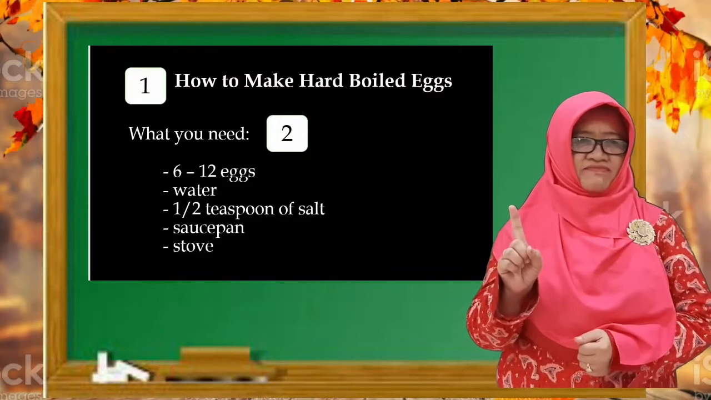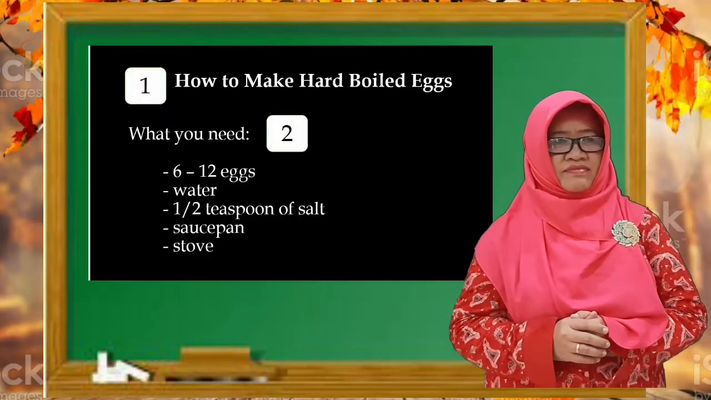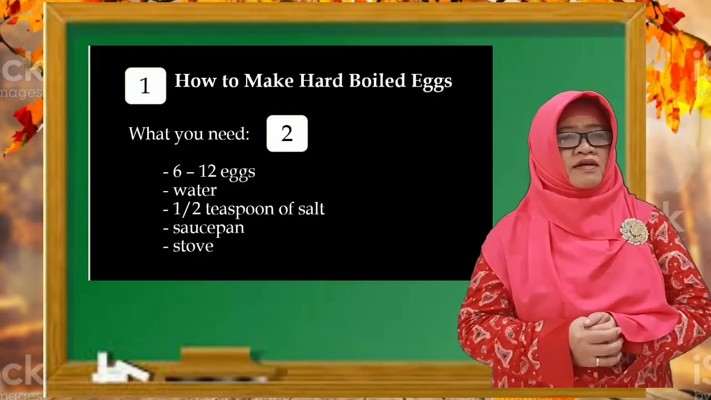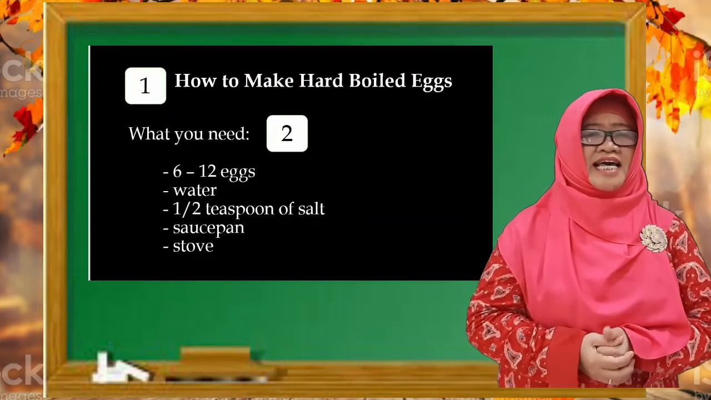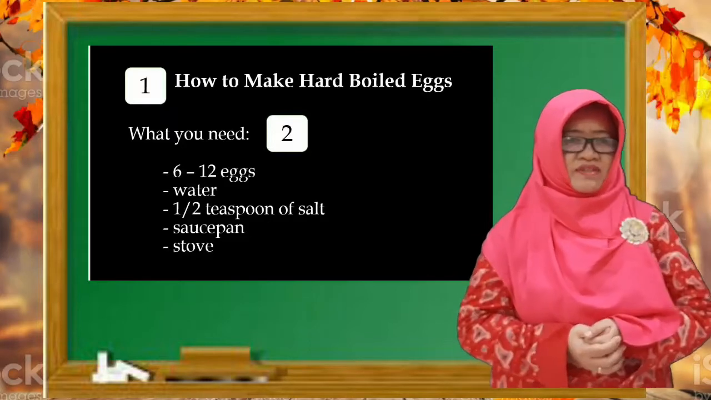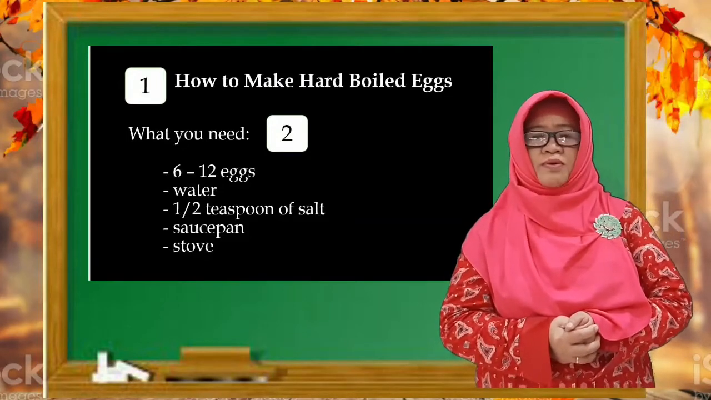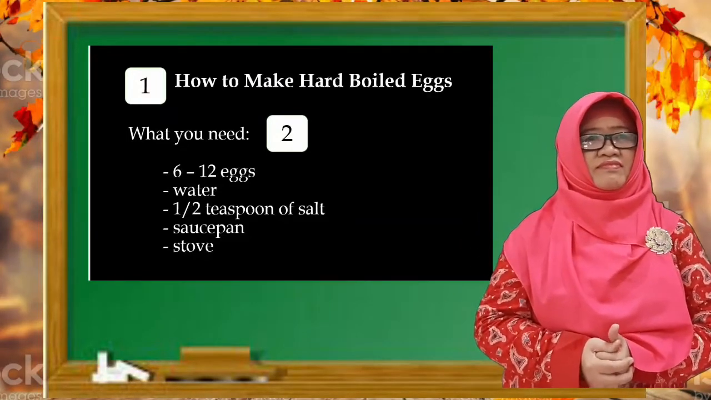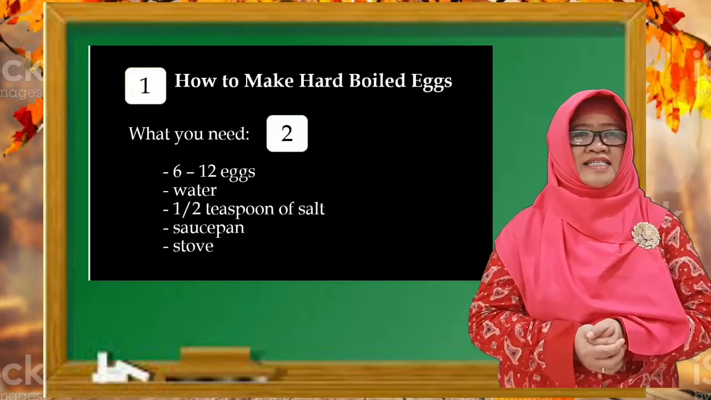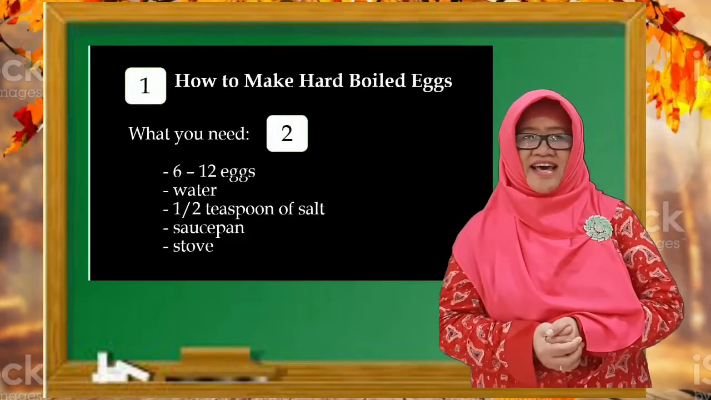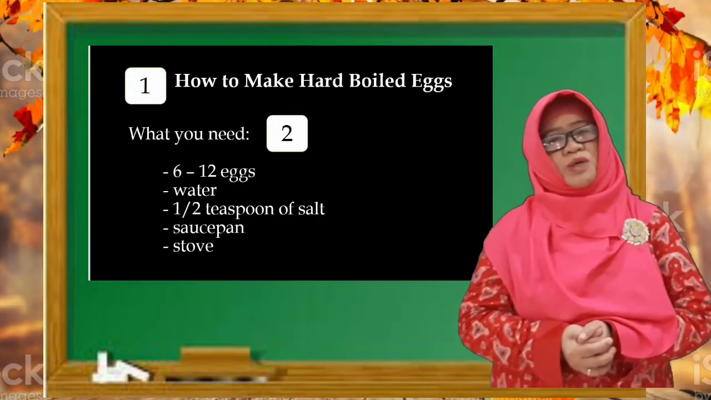Now look at part 1. Part 1 is the title of the text. In procedure text, the title of the text could be considered as the goal of the text. As you see, the title of the text is How to Make Hard-Boiled Eggs. This means that the purpose of the text, or the goal of the text, is how to make hard-boiled eggs. That is why from the title we know what the goal of the text is.